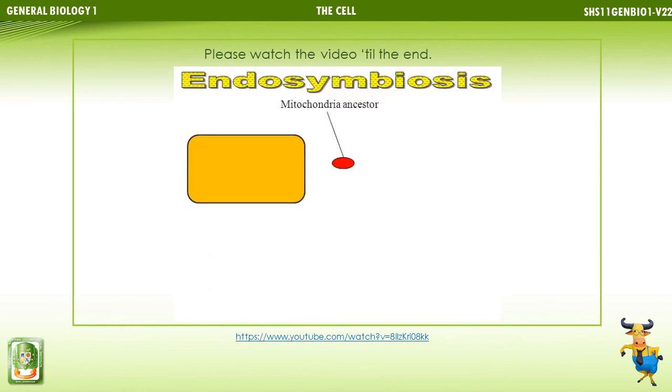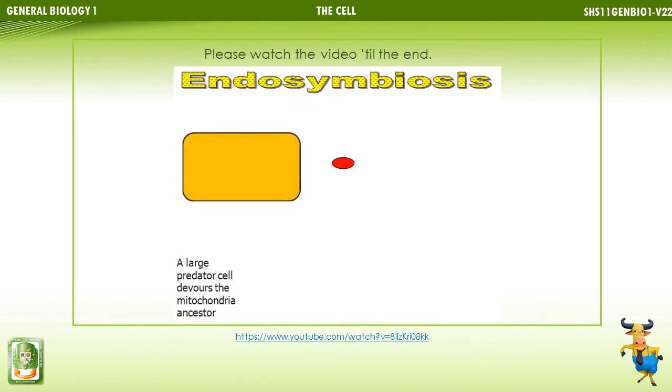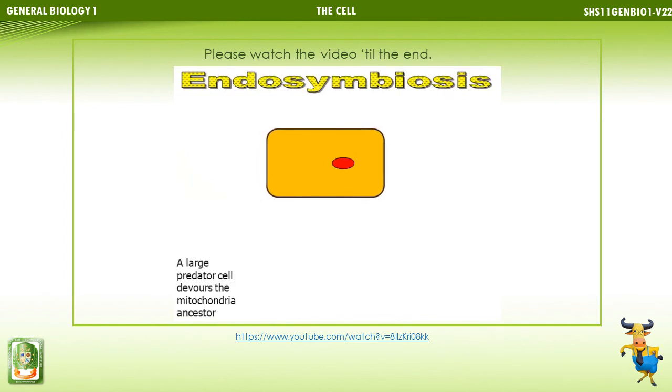Okay, so I really want to try to visualize the endosymbiosis theory. Here we have a large predator cell in orange that's going to devour that red mitochondria ancestor. Watch this. So there it goes. It just devoured the mitochondria ancestor. But the way we think it happened is that red mitochondria survived and divided and multiplied. It's just trapped inside of the large predator cell.